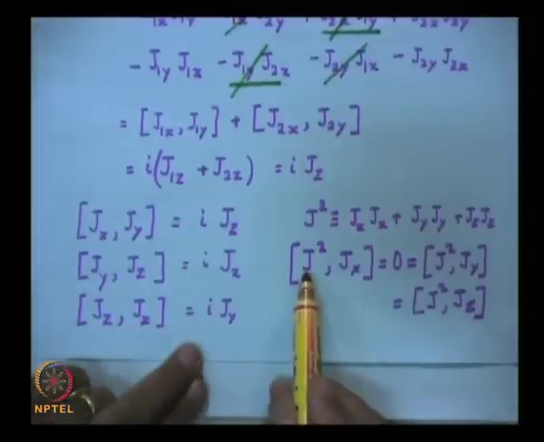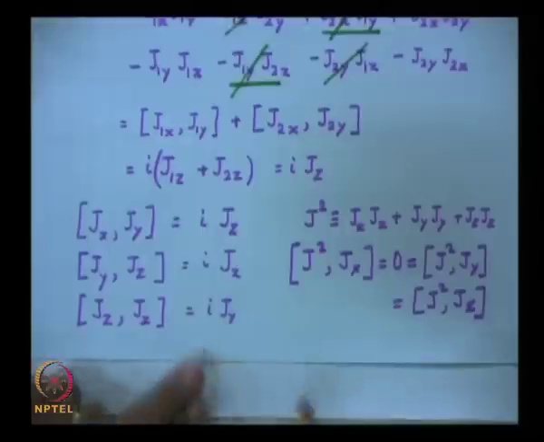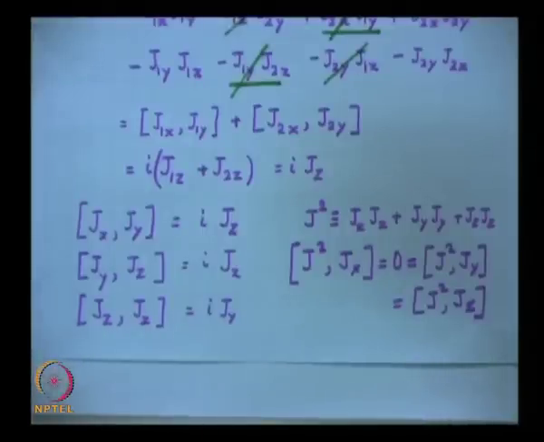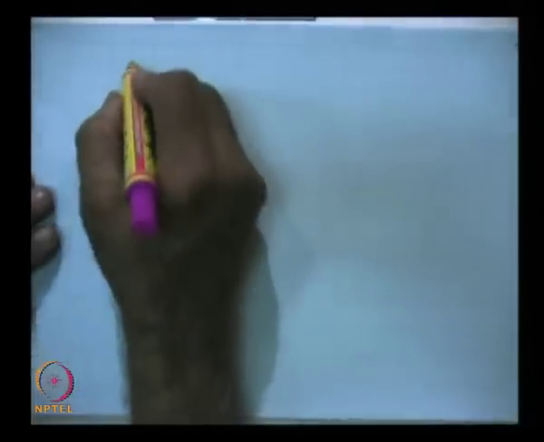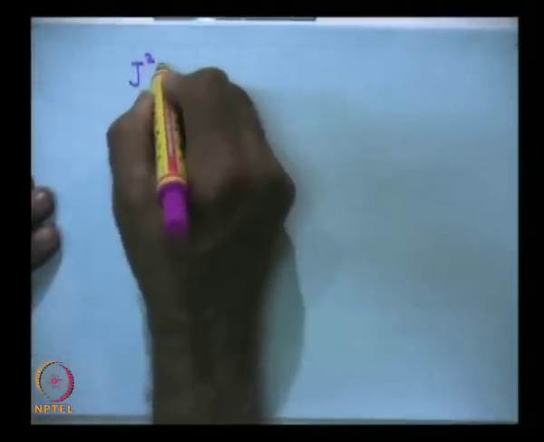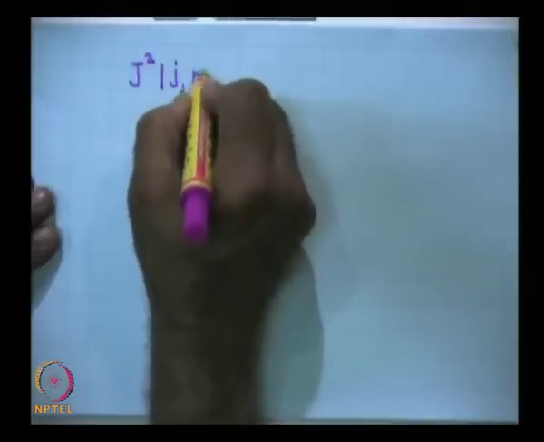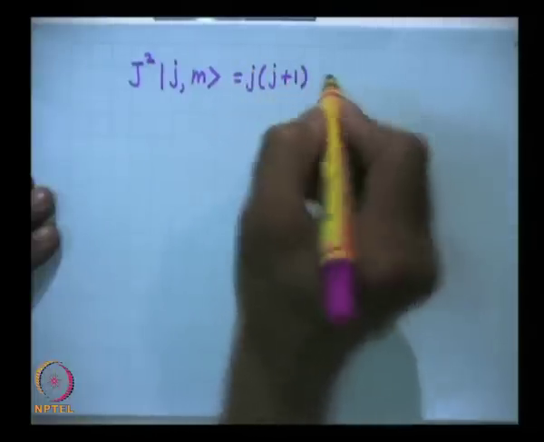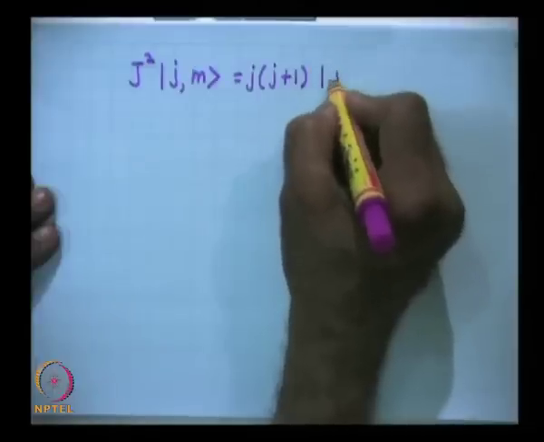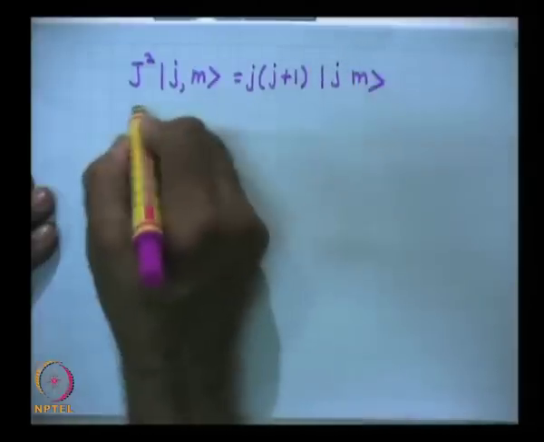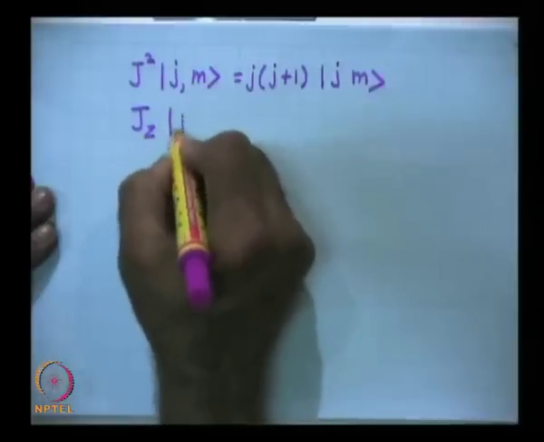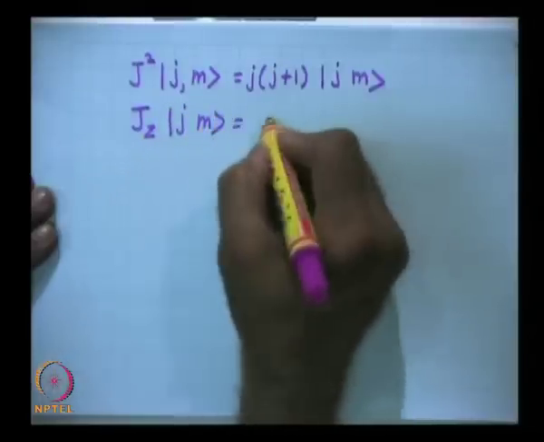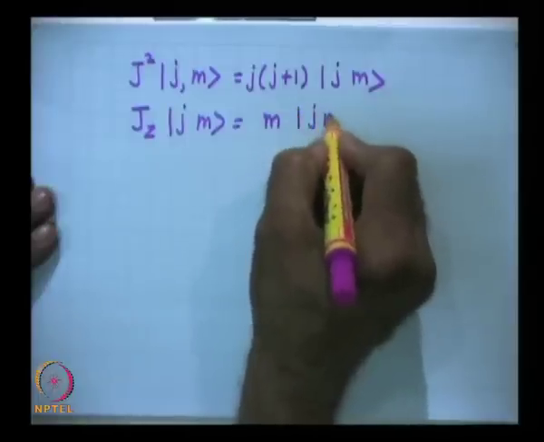Therefore, J square, Jx, Jy and Jz satisfy the usual commutation relations, and therefore, we can have simultaneous eigenkets of J square and Jz, which I write as |J M>. J square |J M> is equal to J into J plus 1 h cross square, but I assume h cross to be 1, |J M>, and Jz |J M> is equal to M h cross |J M>.